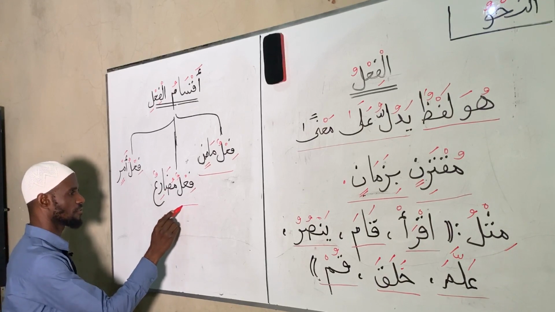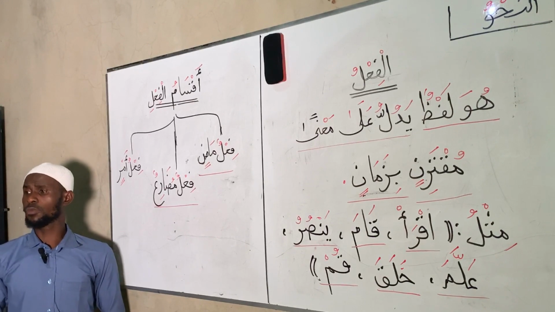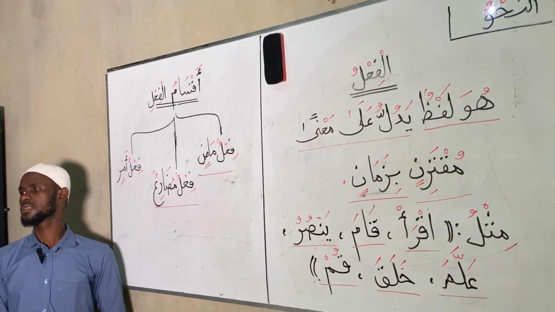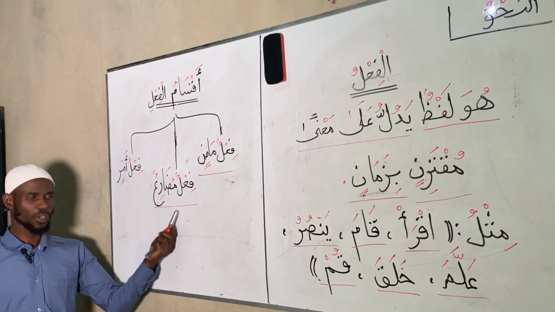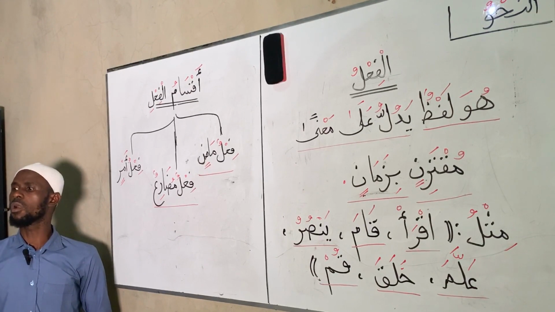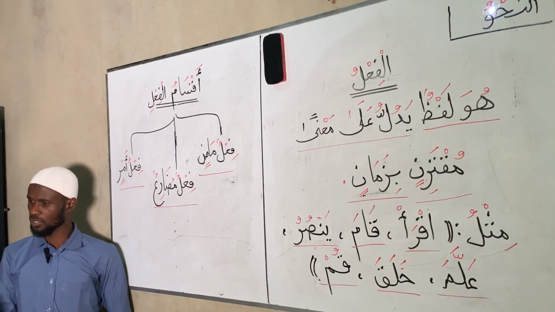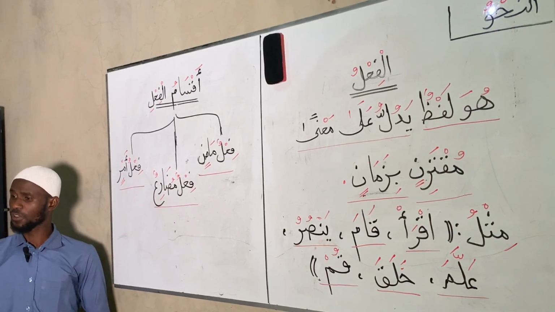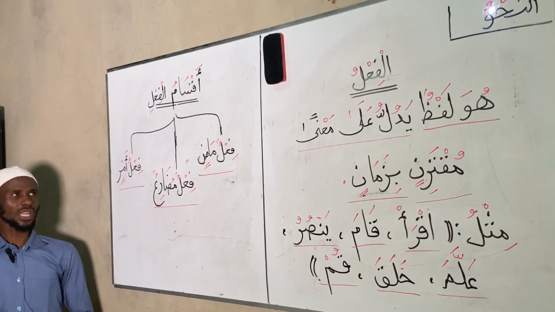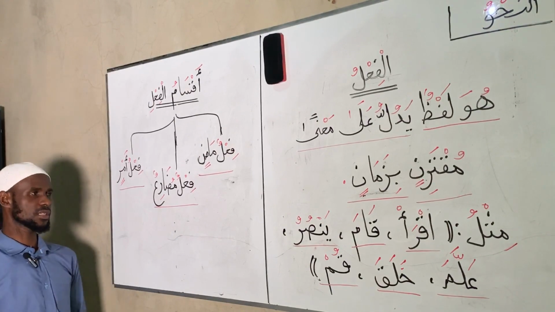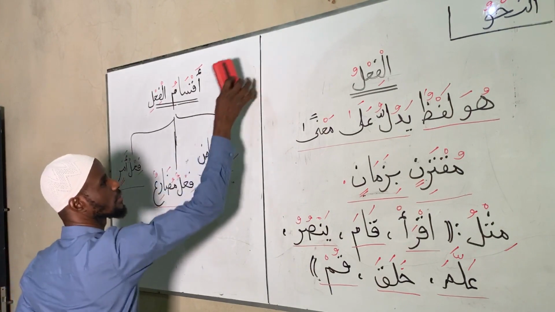The next one is fi'lun mudari'. Let's say together. Fi'lun mudari'. And fi'lun mudari' means the present tense or the future tense. Fi'l mudari' can mean the present or the future. Then the last one is fi'lu amrin. Together. Fi'lu amrin. And fi'lu amrin means the command tense. So let's take each of these tenses one after the other. Okay?